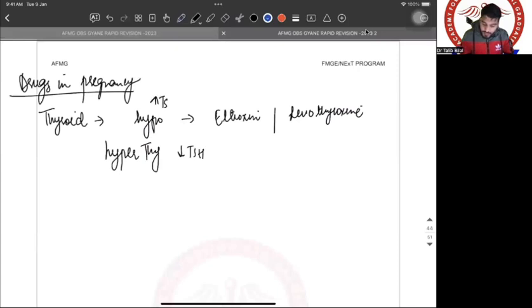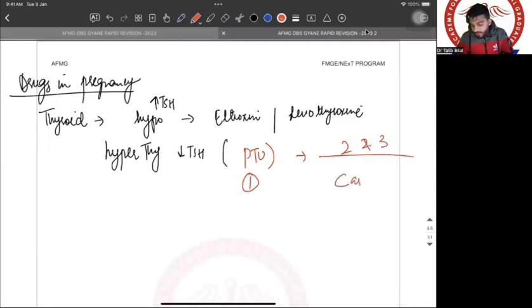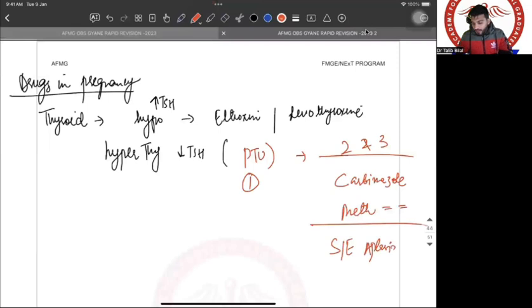Hypo में क्या होता है? Increased TSH. For hyperthyroidism, in the first trimester you give PTU. Then in the second and third trimester, my dear students, you give carbimazole and methimazole. If you give carbimazole and methimazole in the first trimester, what will happen? What is the side effect of that? The side effect is aplasia cutis.